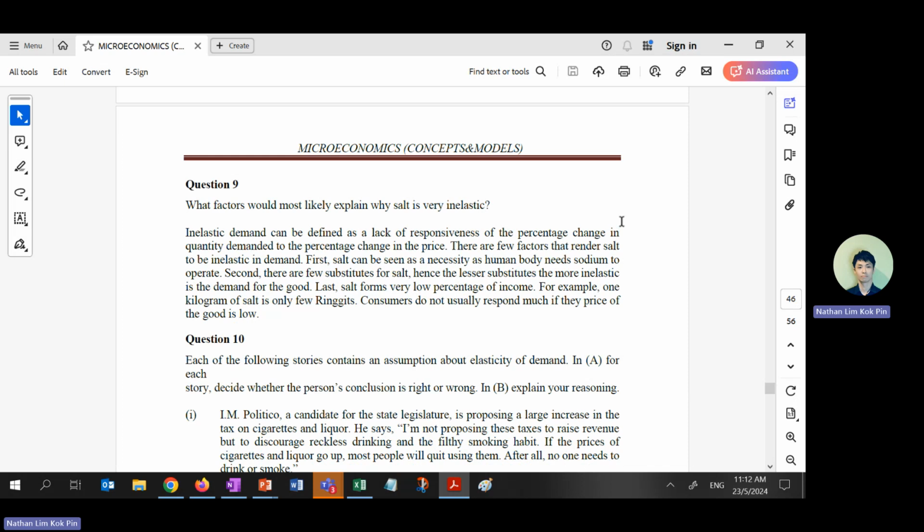Okay. So question 9. What factors will explain salt is very inelastic? Something disappointing when I checked your work previously. You only write point form. Most of you never write sentences. Right? First of all, like what I said before, when I want to write something, I write what?